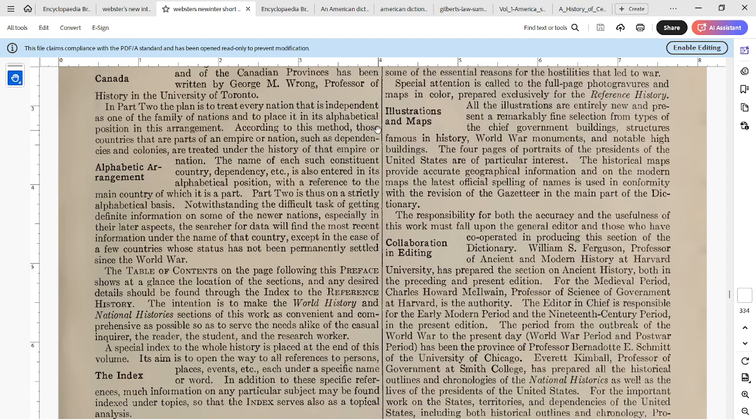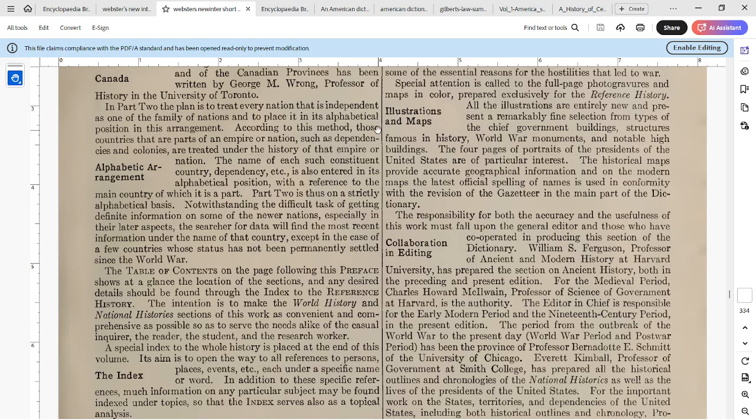According to this method, those countries that are parts of an empire or nation, such as dependencies and colonies, are treated under the history of that empire or nation. The name of each such constituent country, dependency, etc., is also entered in its alphabetical position with a reference to the main country of which it is a part. Part 2 is thus on a strictly alphabetical basis.